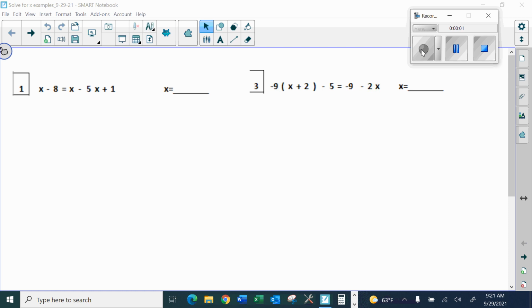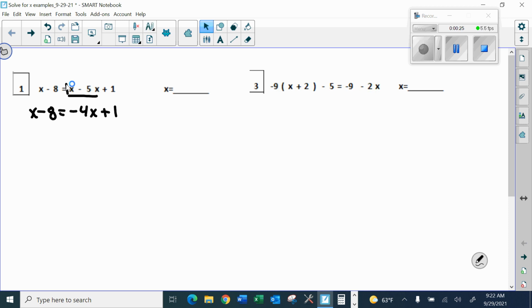Okay, students. We're going to solve for x today. So first thing I want to do is combine like terms. When I say combine like terms, that means on each side of the equal sign. So there's only one thing to combine like terms here. X minus 5x. You've got to remember that means 1x. So I have x minus 8. 1x minus 5x is negative 4x plus 1.